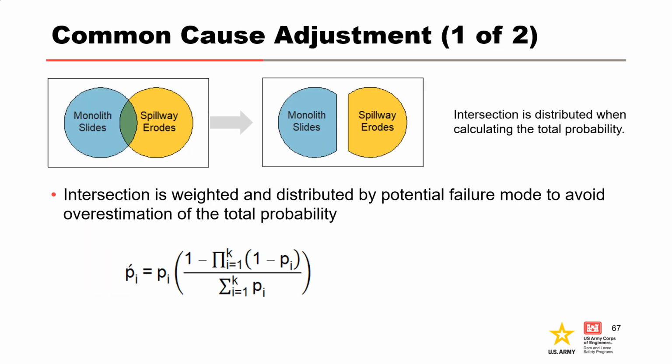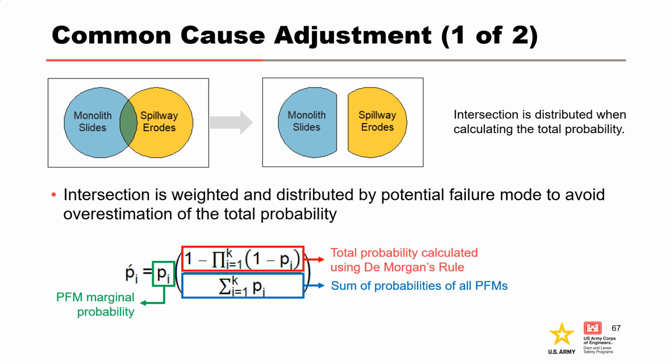The next risk model is the common cause adjustment. This method distributes the intersection to avoid overestimation of the total probability. The intersection is weighted and distributed by potential failure mode, as shown by the equation on the screen, with the largest failure mode getting the largest portion of the intersection, and the smallest potential failure mode getting the smallest portion. First, the total probability is calculated using De Morgan's rule. That probability is multiplied by the probability of the given failure mode, then divided by the sum of all potential failure modes.